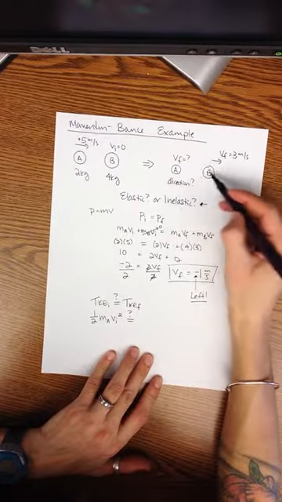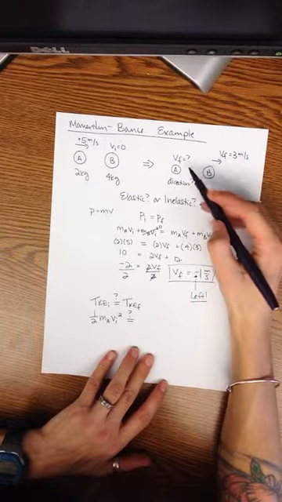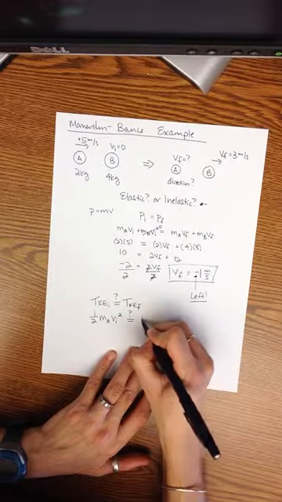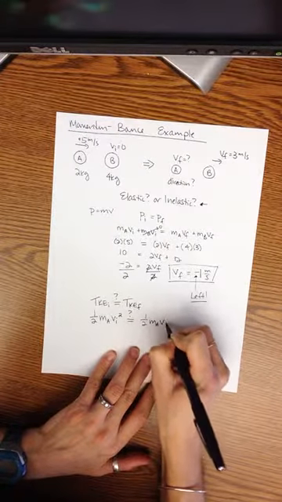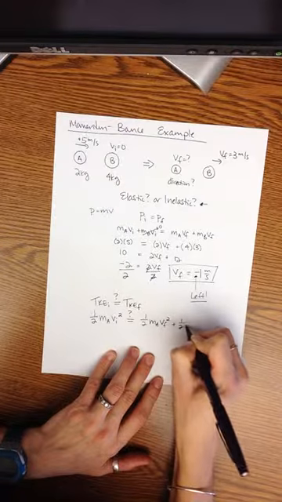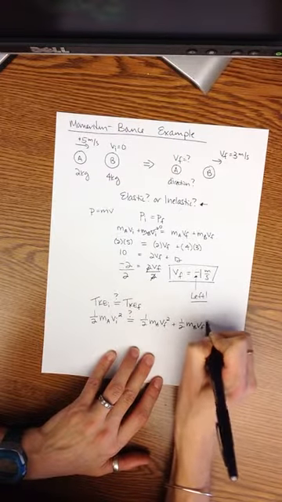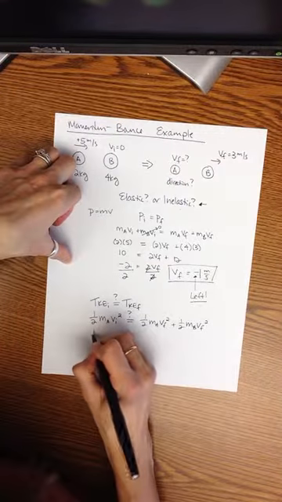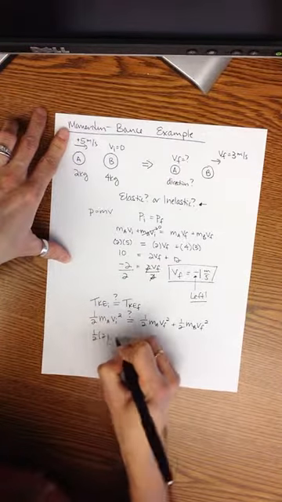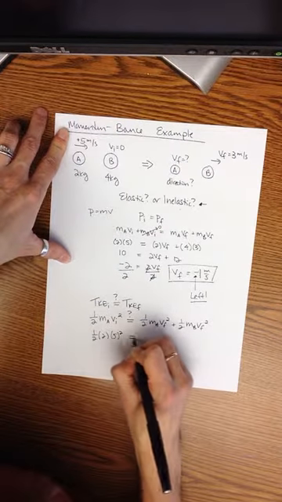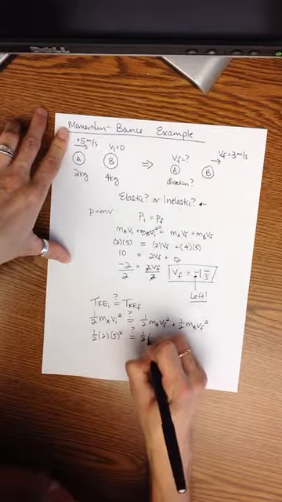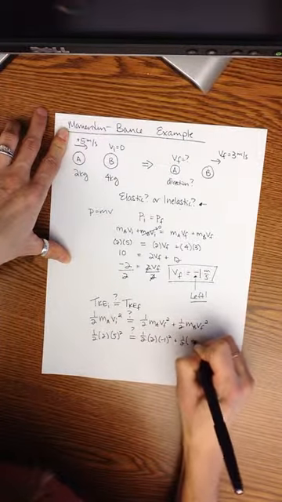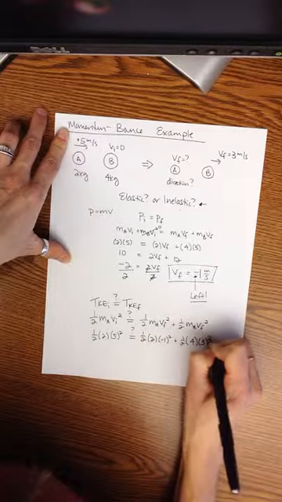And so both of these objects are moving after the collision, so I need to sum the kinetic energies of both objects. So this would be 1/2 MA V final squared plus 1/2 MB V final squared. Okay? And again, I'm checking to see if these are equal. Alright, so I have 1/2 times 2 times 5 squared. The question is, does that equal 1/2 times 2 times negative 1 squared plus 1/2 times 4 times 3 squared?